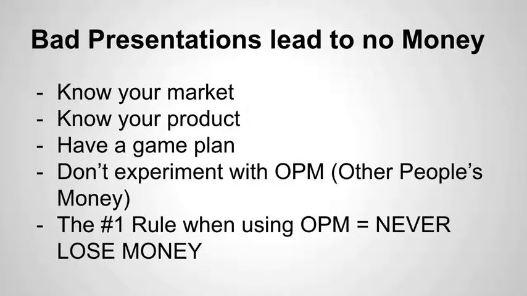But when it comes to your presentation, you have to know your market. You have to know your product, you have to have a game plan, and you don't want to experiment with other people's money. It's the #1 rule when you're using other people's money. You never, ever, ever lose their money, period. It's okay if you don't make a profit, but if you're taking money from somebody else, you would never lose their money. It's the #1 rule.